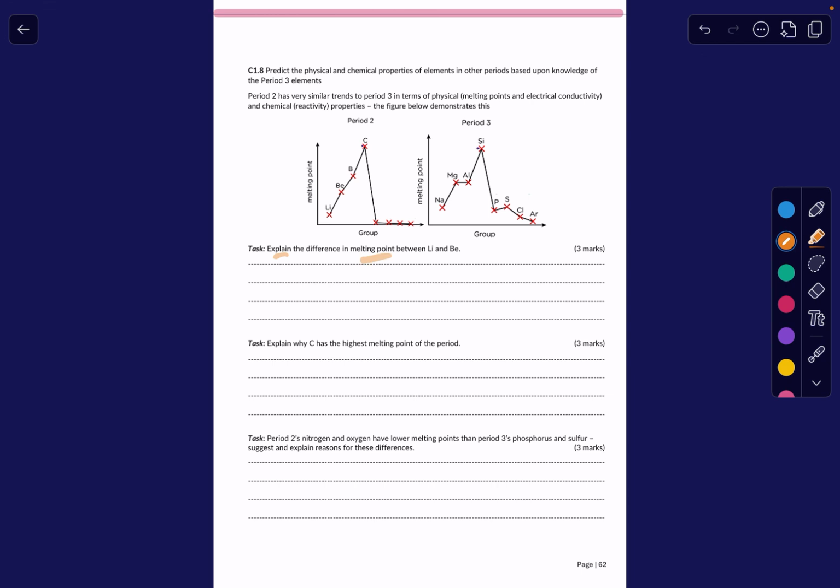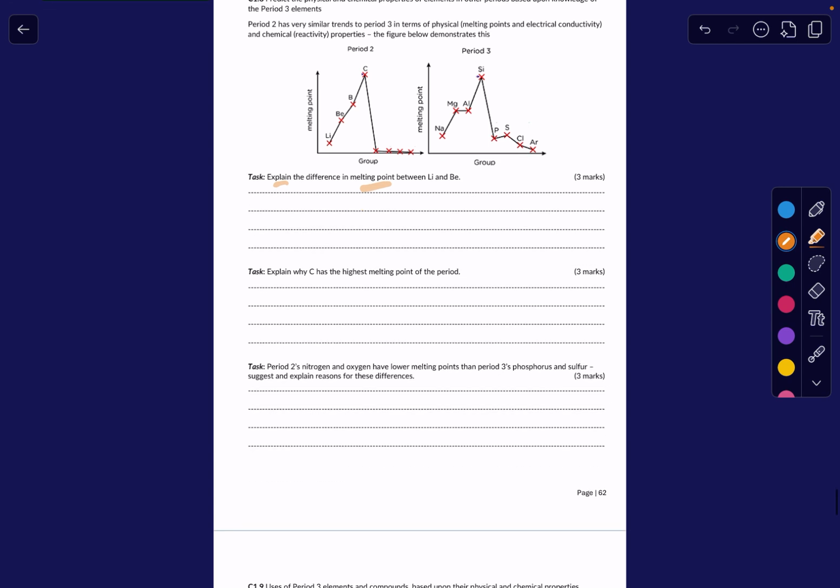So first of all, state what's actually the difference between them. Why is there that difference? So what's actually going on within these like bondings or within that structure? If it's the same, why is it different? And then finally, relate that back to the melting point. How does that impact the melting point?